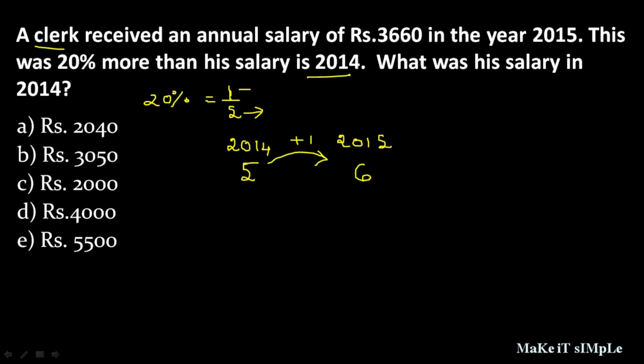Now we have to see the actual value. In 2015 they have given the 6 units as 3660. So what do we multiply here? On multiplying 6 into 610, we get 3660. Now we multiply the same unit, 610, by 5, and you will get 3050. So the answer is B.